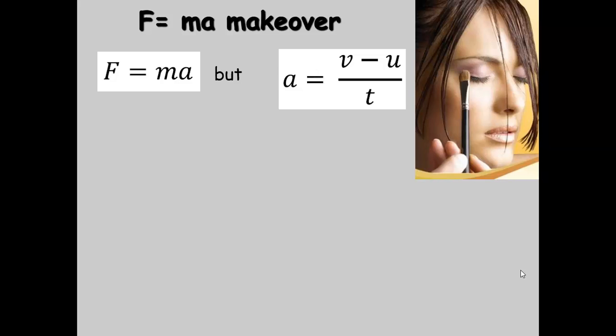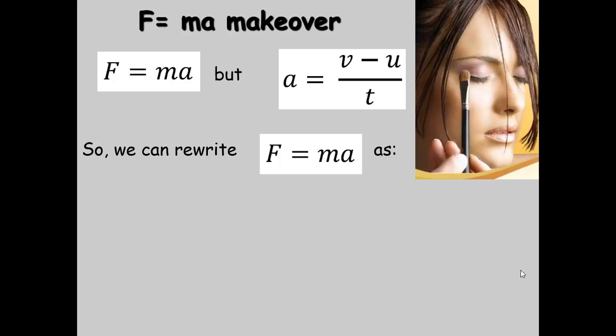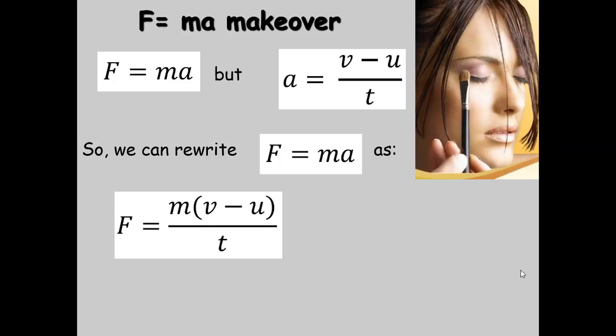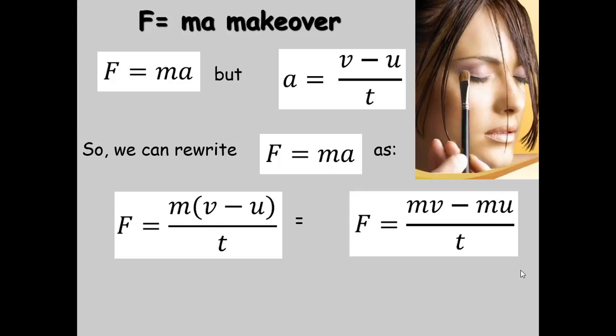I'm going to think about F equals ma, but acceleration I'm going to expand out to the final velocity minus the initial velocity divided by t. Okay, so getting back to basics. If I do that, then I can rewrite F equals ma as F equals m multiplied by v minus u divided by t. If I multiply that out, it becomes F equals mv minus mu divided by t.